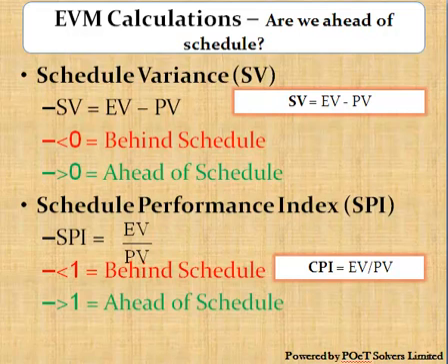Now, the schedule variance gives us an extent of the variance between planned and actual. However, if we need to compare between different projects in our portfolio, for example, a more useful parameter is the Schedule Performance Index, or SPI. The SPI is derived by dividing the earned value by the planned value. So if the SPI is less than 1, we are behind schedule. If it is greater than 1, we are ahead of schedule.